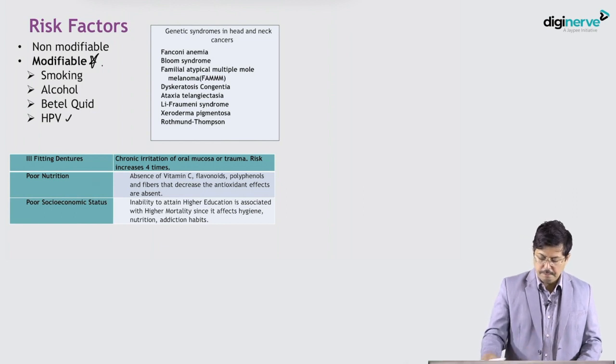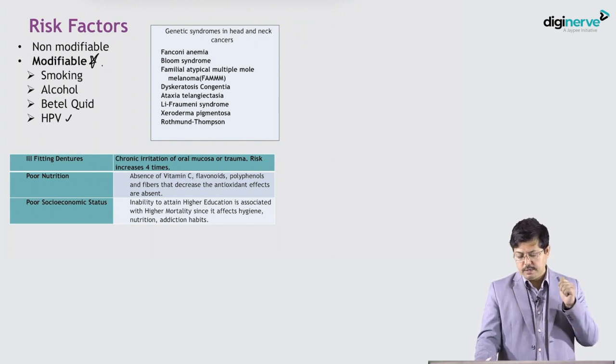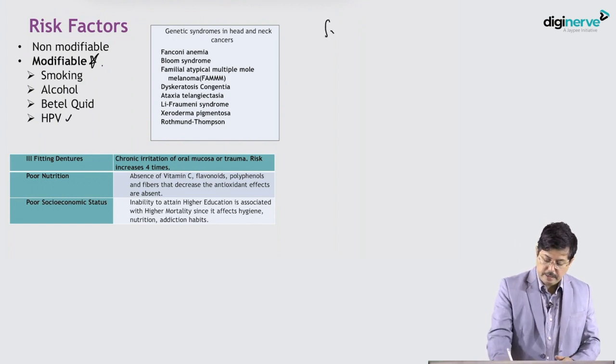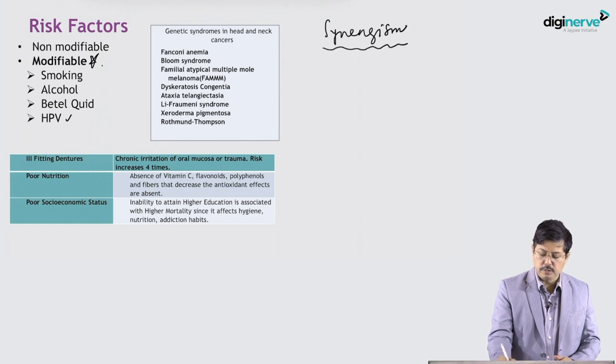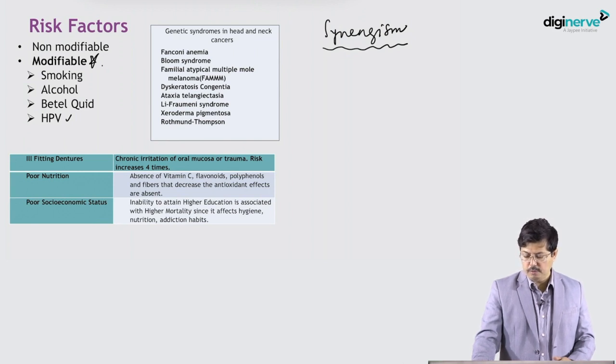But what is more important for us to understand is the role of these agents, smoking, alcohol and betel nut quid, each of which has a synergism. Each of them will produce their own effects. Now, take for example smoking. Tobacco intake in any form, it can be smoked tobacco, it can be chewable tobacco, particularly smoked tobacco will have the effects of burns, etc.